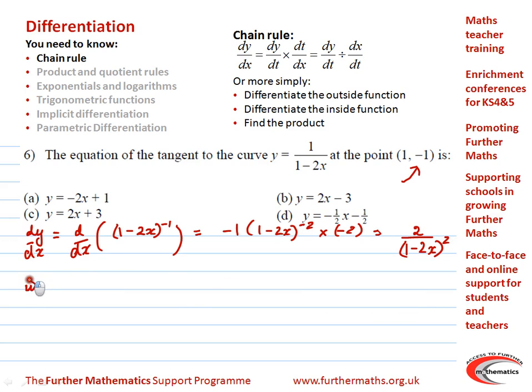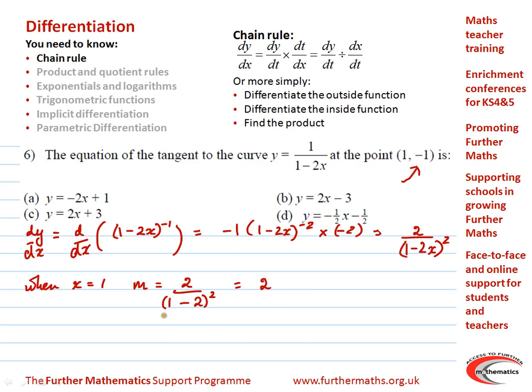So that's my gradient function for the curve. When x equals 1, the gradient, I'm just going to shorten that to m for the purposes of this question. When x equals 1, the gradient is going to be 2 over (1 minus 2) all squared. So that's 2 over negative 1 squared, which is 2 over 1, which is 2.